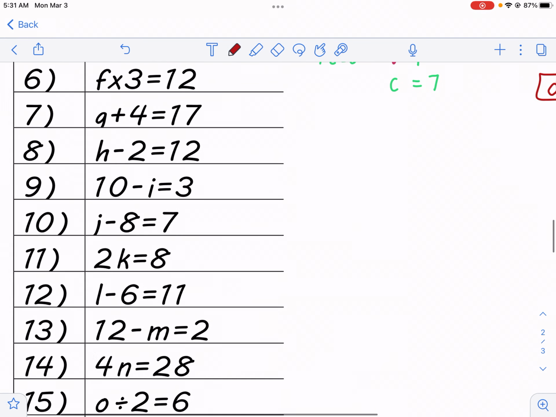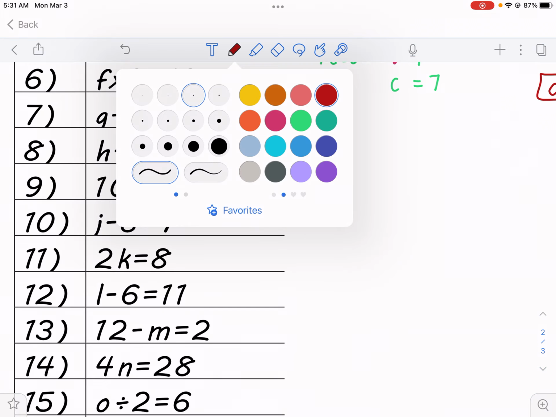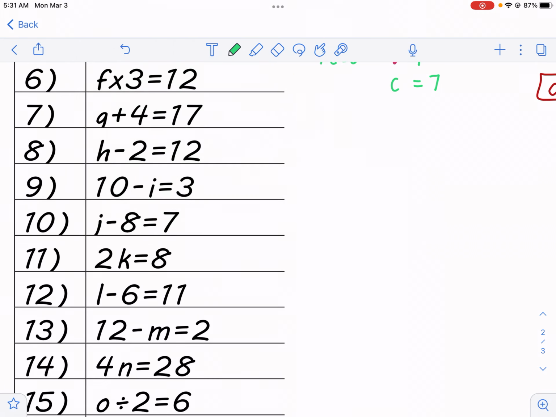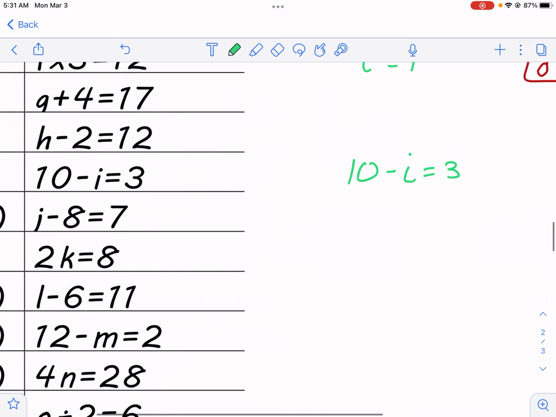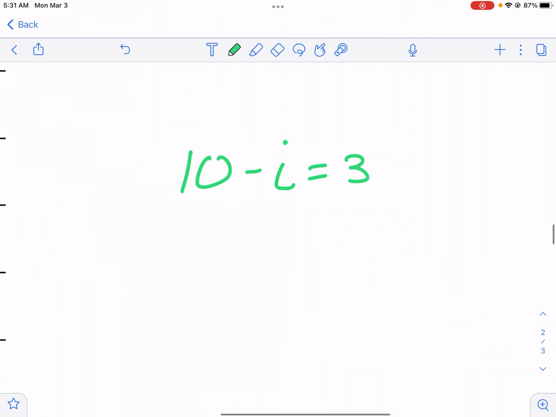Let's go here to number 9. Number 9 is tougher than it looks. Let me talk about it. So this is actually a 2-step equation. All right, so number 9, we have 10 minus I equals 3. This one's different because instead of the variable being at the start, it's in the middle. It's the one getting the operation.